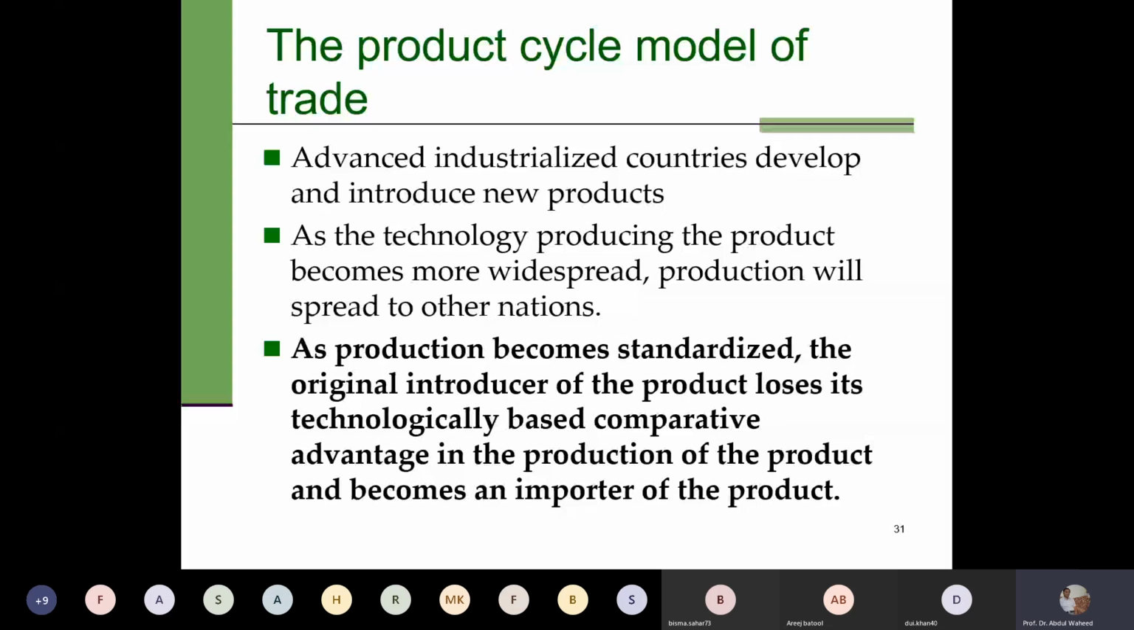So this is the product cycle model. Initially, the country develops the product and is the sole exporter of that product, and then the technology and patent rights are transferred to other countries, and other countries start producing that product. Then the country which developed the product loses the comparative advantage and starts importing the same product.